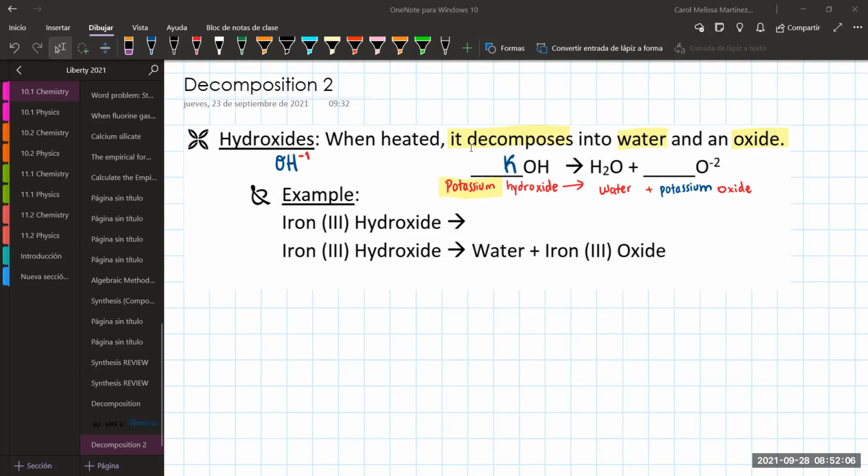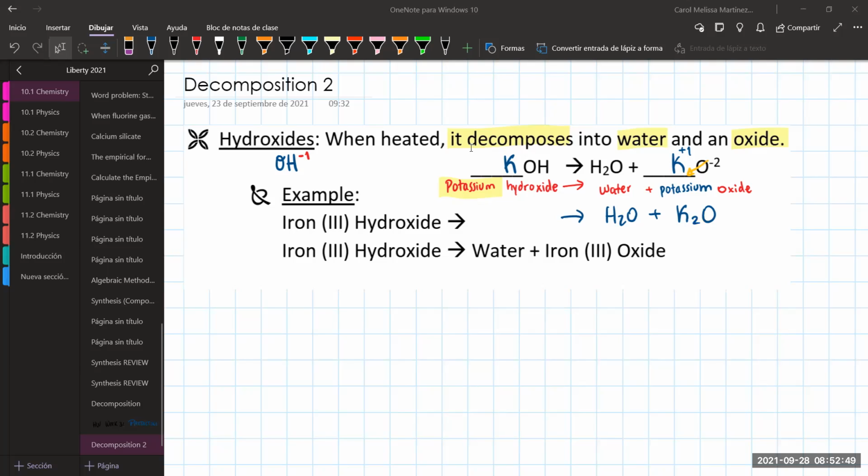So it says whenever we have a hydroxide, it's going to produce water and an oxide. The oxide, as I was telling you, is going to depend on the metal that is part of the reactant. In this case it is potassium, so the product is going to be potassium oxide. Now for potassium oxide, you have potassium, which has a charge of +1, and oxygen that has a charge of -2. You crisscross the charges, and in the end, the products are going to be H2O plus K2O, because this 2 is the one coming from oxygen.